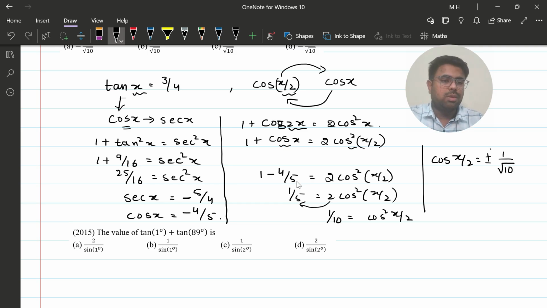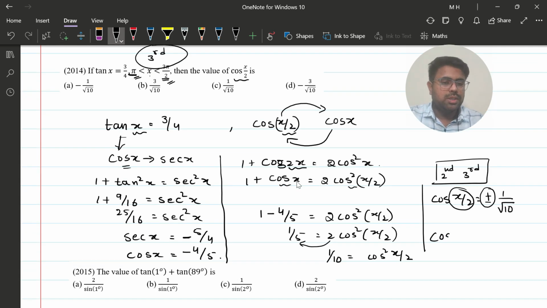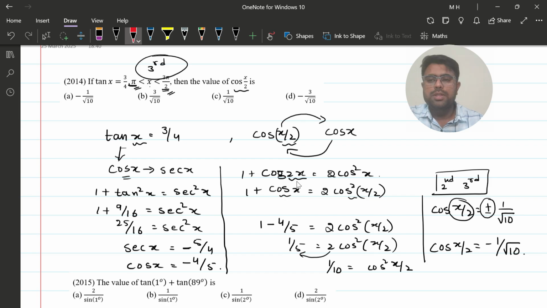But is it going to be plus or minus? They have said that x is between 180 and 270, that is in the third quadrant. So therefore a major portion of x by 2 definitely belongs to the second quadrant, and a little portion of it is going to be in the third quadrant. But it really doesn't matter whether it belongs to the second or third quadrant, because in both quadrants cos is going to be negative. So without much worry we can write cos x by 2 is equal to minus 1 by square root of 10. So it is going to be option A. This is how we can do it.